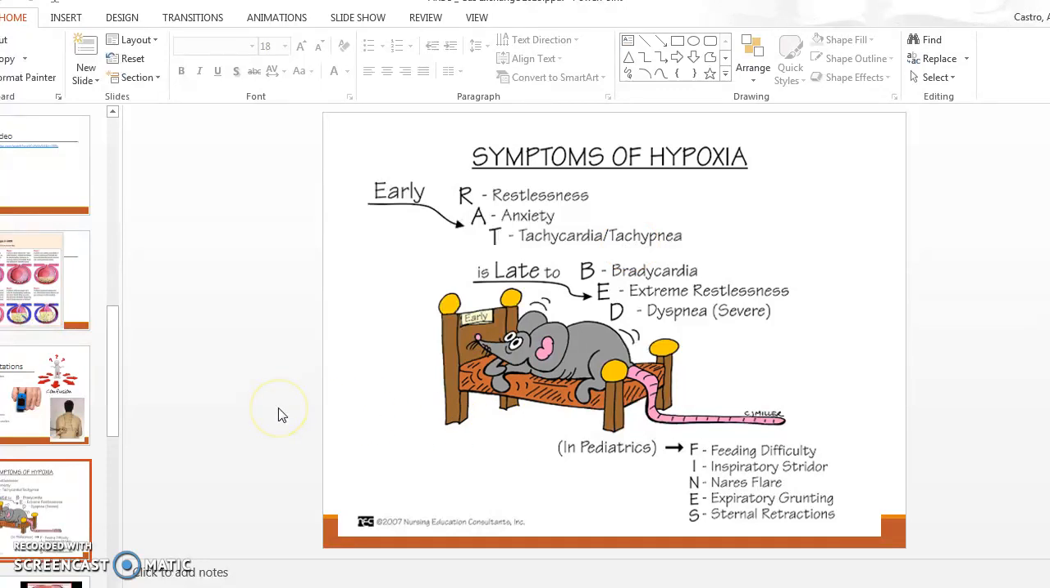Remember that what's going to happen is there's going to be decreased oxygen delivery to the blood, and there's going to be a buildup of CO2 because we don't have gas exchange happening. We're going to have respiratory alkalosis, and we're going to increase our rate of breathing and our heart rate in an attempt to blow off that CO2. So we're going to start with that, and then later on, we're going to end up with bradycardia as the heart rate kind of gives up here on trying that, and then extreme restlessness because our brain's going crazy without oxygen, dyspnea, which is severe.